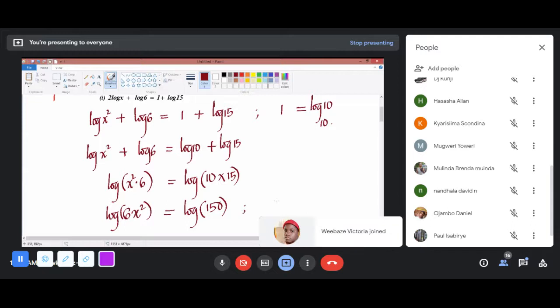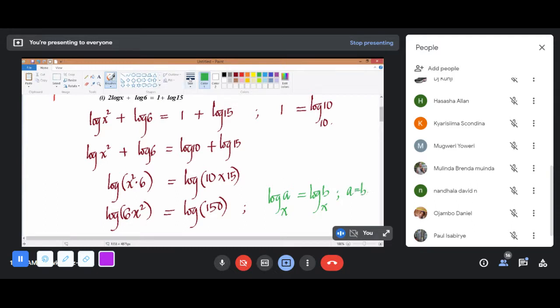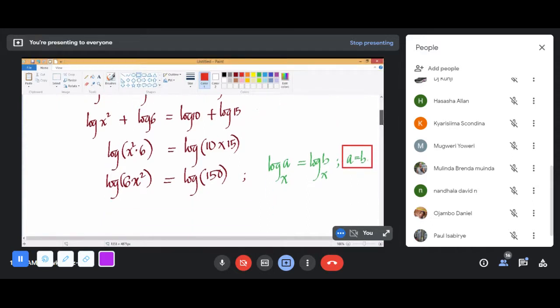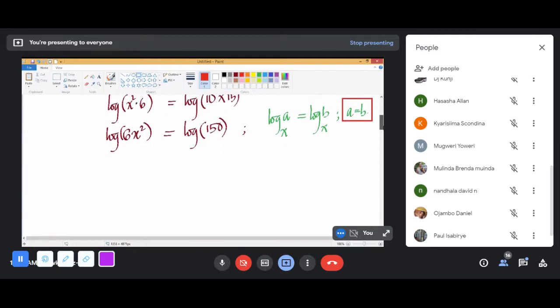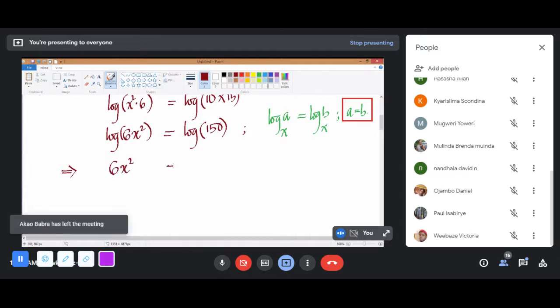So the rule to appreciate here is: log of a base x, if found equal to log of b base x, then a is equal to b. So at that stage, with application of the law as mentioned, it implies that 6x squared is equal to 150.